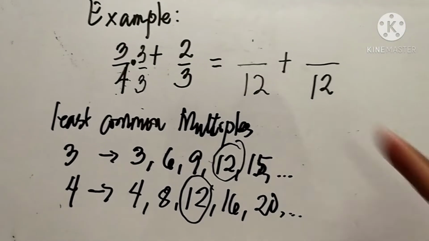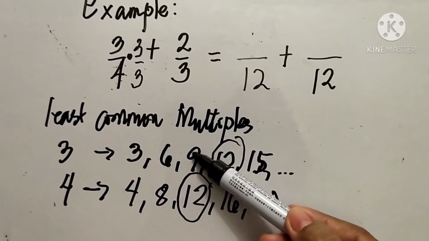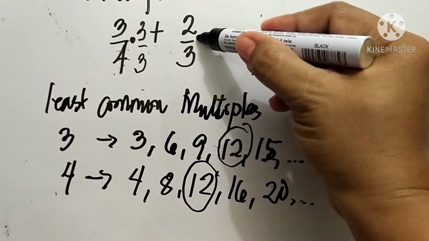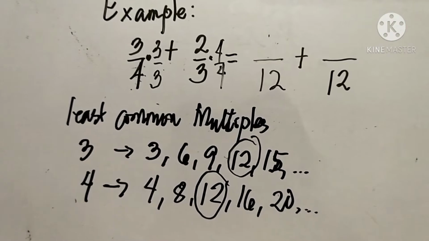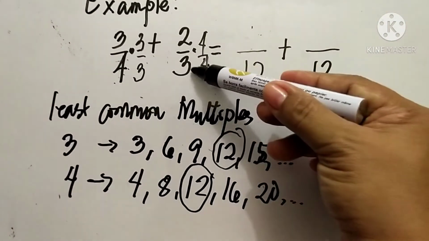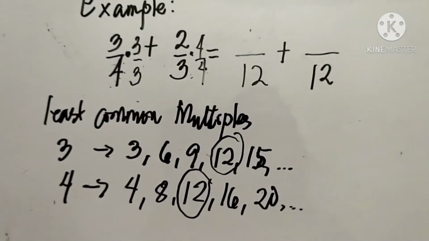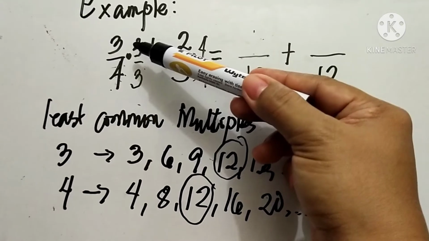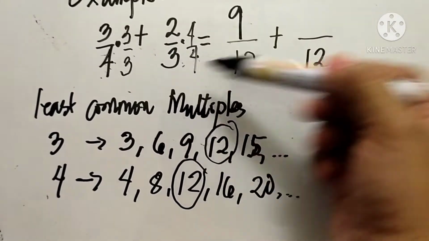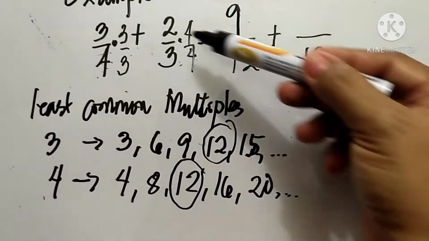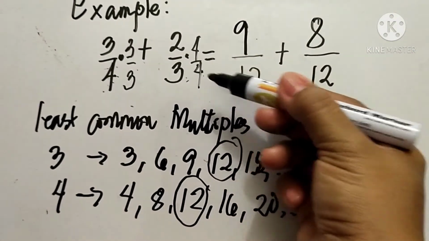The same process on the other side. We have 1, 2, 3, 4. So you have to multiply this by 4 over 4, to make the denominator 12. So we have here 3 times 3 is 9. Okay, 12 already. We have 12. 2 times 4 is 8. And this is 3 times 4, already 12.